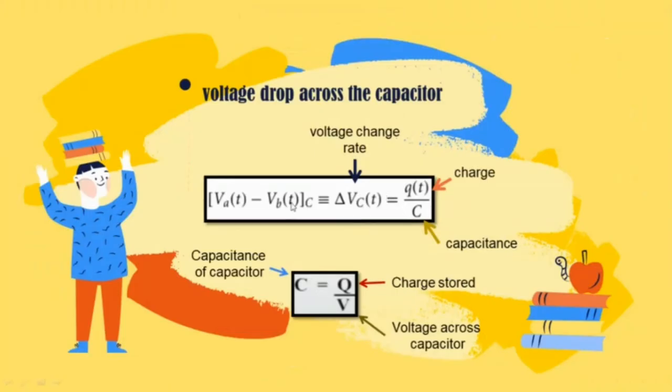This is the equation of voltage drop across the capacitor. This one is the voltage change rate. It is equal to charge over capacitance. How to find capacitance? C equals Q over V, charge over voltage.